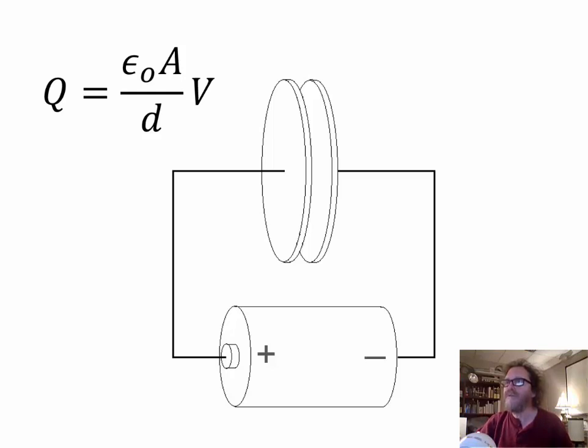The epsilon naught, of course, is the permittivity of free space. It's a constant, 8.854 times 10 to the minus 12 farads per meter. Now, why do you do this? Why do you build capacitors? Why do you build these devices to hold the charge when you apply a voltage?